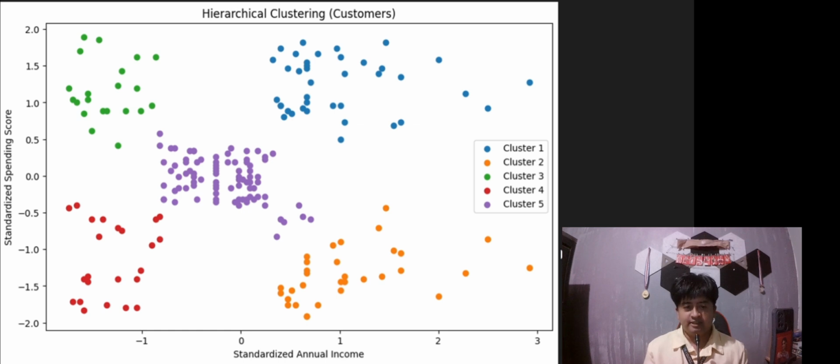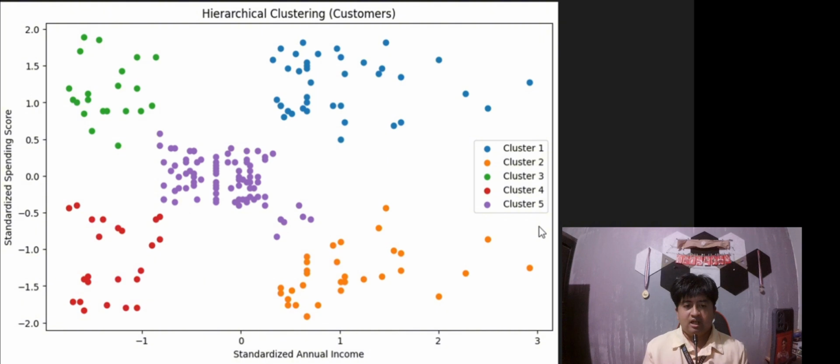Cluster 3, green. These customers have high income but moderate spending score. They could represent high earners who are cautious with their spending. And cluster 4, red. This cluster shows customers with lower income and moderate spending, likely those who may be budget conscious. And lastly, cluster 5, purple. This is the largest cluster consisting of customers with average income and spending scores, possibly representing the most typical customer behavior.